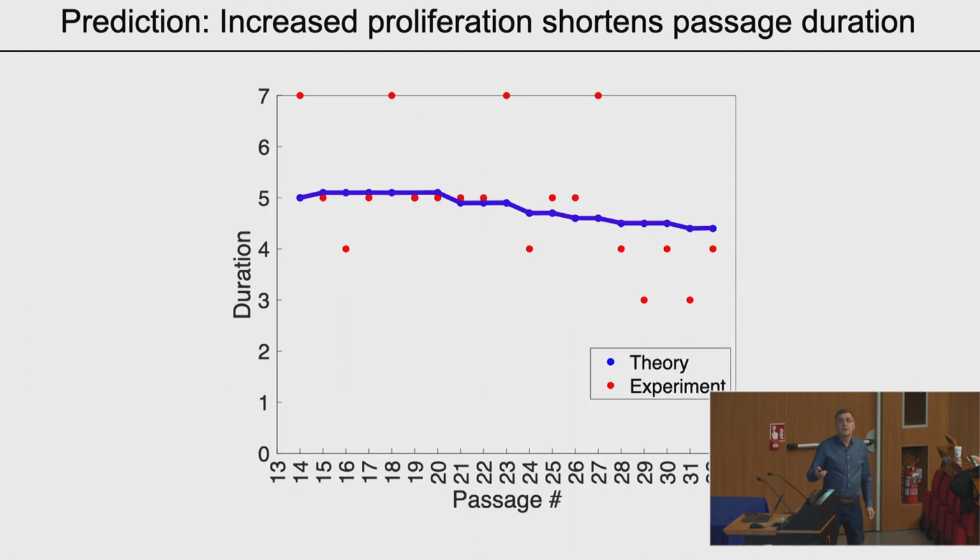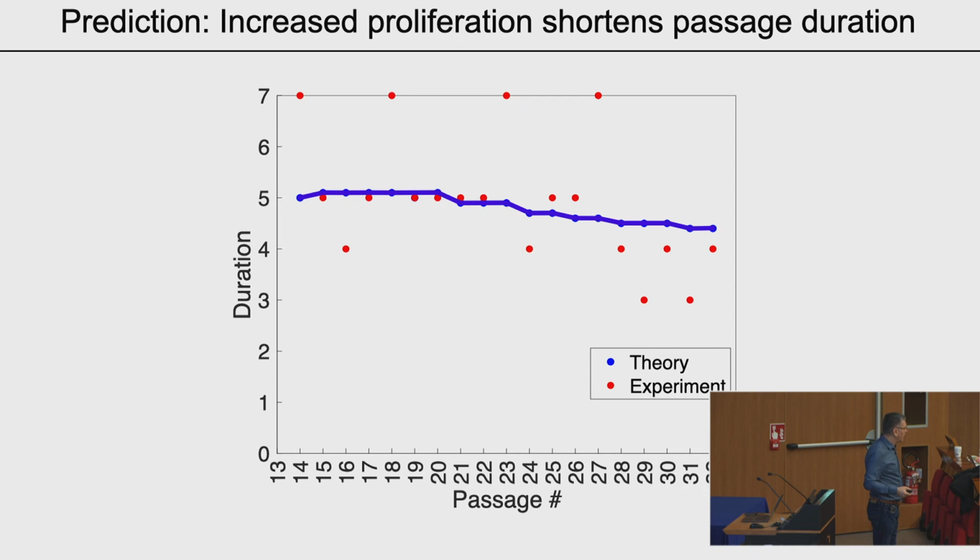This is something we do like: our prediction tells us what the time between these passages is. It drops, so the blue line is theory and the red dots are experiments. This suggests that indeed in experiments and in theory they proliferate faster.